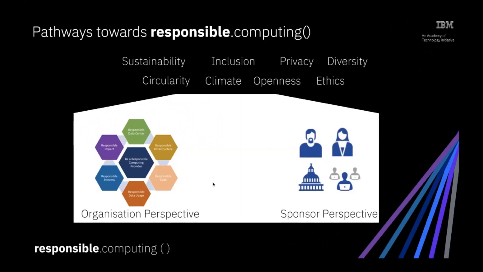Other elements also exist. So we have inclusion and privacy, diversity, circularity, climate, openness and ethics, all part of this. And this can be from an organizational point of view, or it can be from a sponsor's perspective as well. So it can be important in a variety of ways. And in each of these different areas, we've suggested methods by which you might be able to measure where you are today, get KPIs or key performance indicators for how you're doing, and therefore demonstrate if you are improving and how you can make things better as well. And David, so we can step on to look.